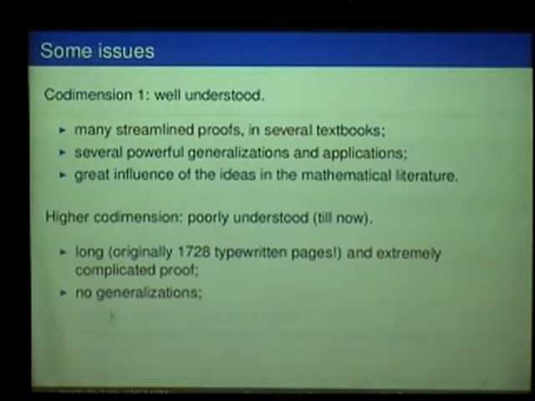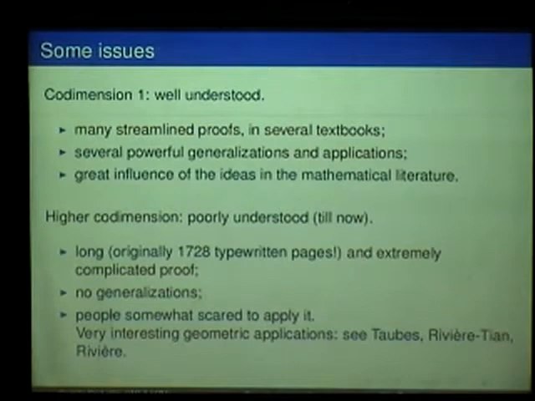Up to a few years ago, there were no generalizations. I mean, there was this proof for this very fundamental case, but as soon as you moved a little bit far away from the area minimizing situation, you didn't know anything. And people were somewhat scared to apply it, although there are very nice geometric applications. For instance, there is the work of Taubes, especially the work of Taubes on the equivalence between Gromov and Seiberg-Witten invariants, and then further work by Rivière and Tian. Of course, when you're trying to apply such a big machinery to prove something, you are slightly nervous, right?